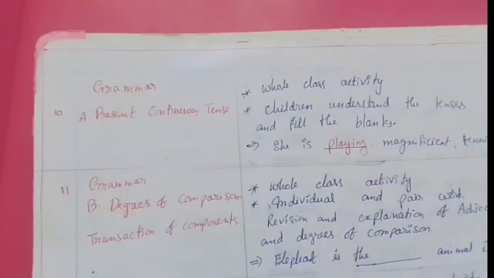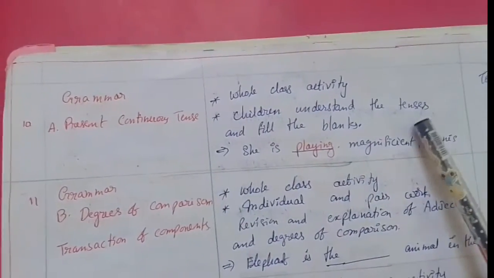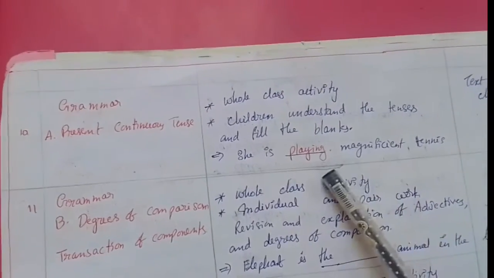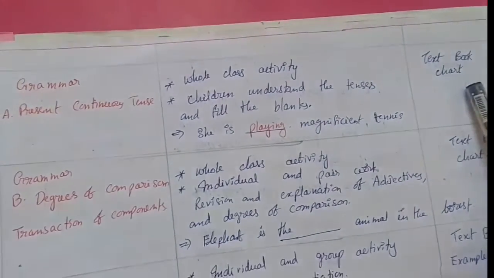In this period we teach grammar, present continuous tense. It's a whole class activity. Children understand the tenses and fill in the blanks. She is playing magnificent tennis. Is playing is in present continuous form. We use textbook and chart as TLM.